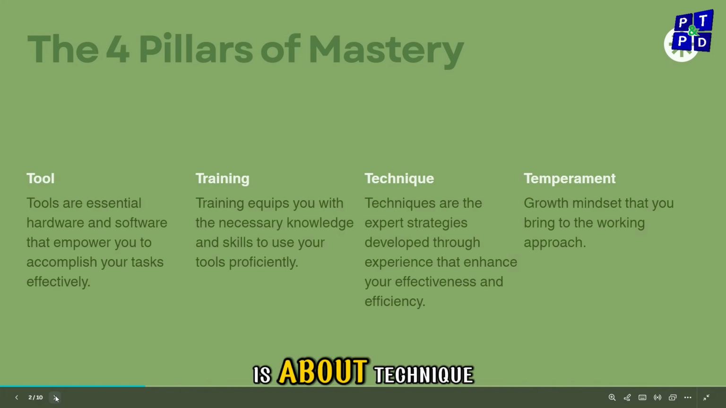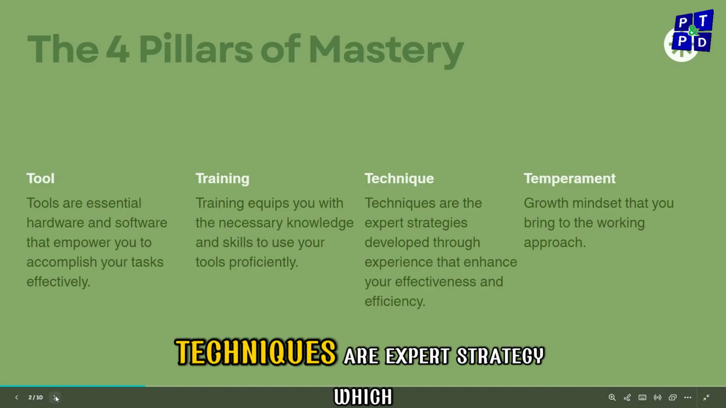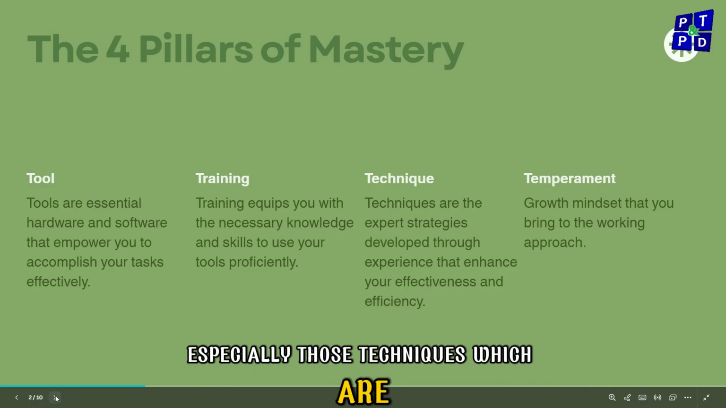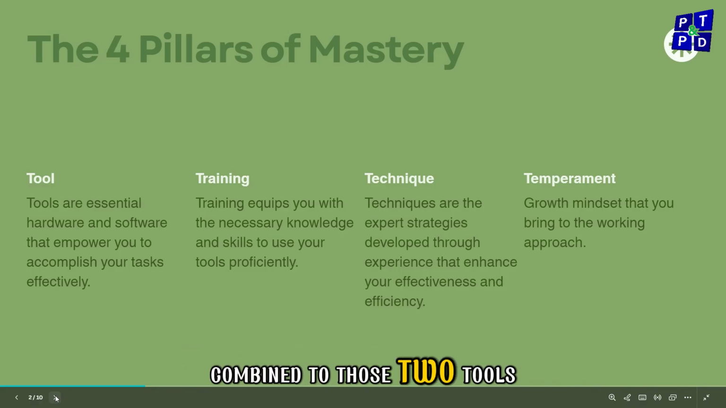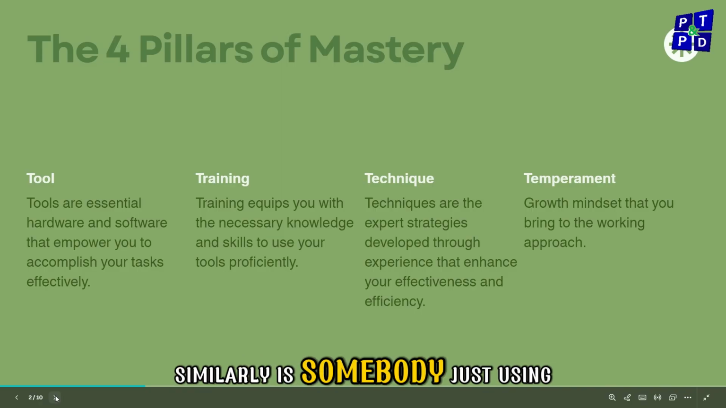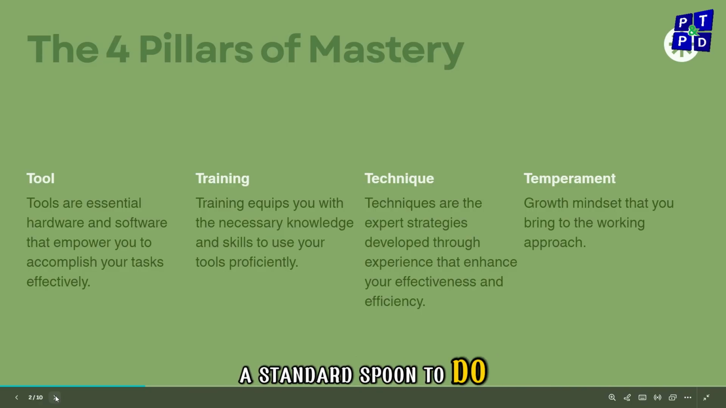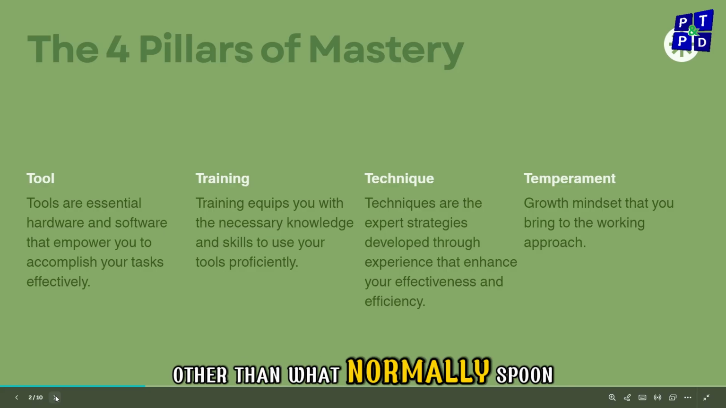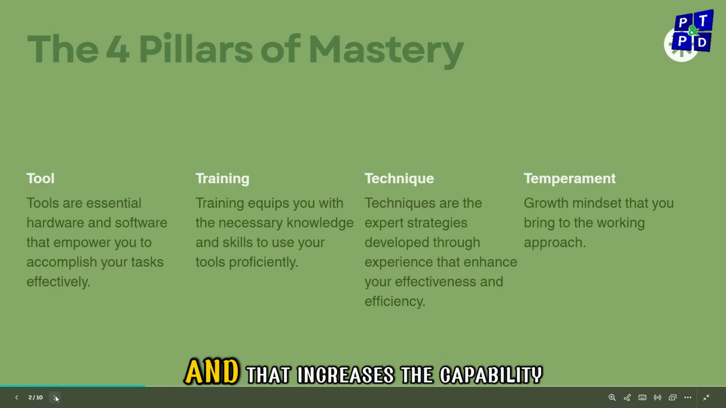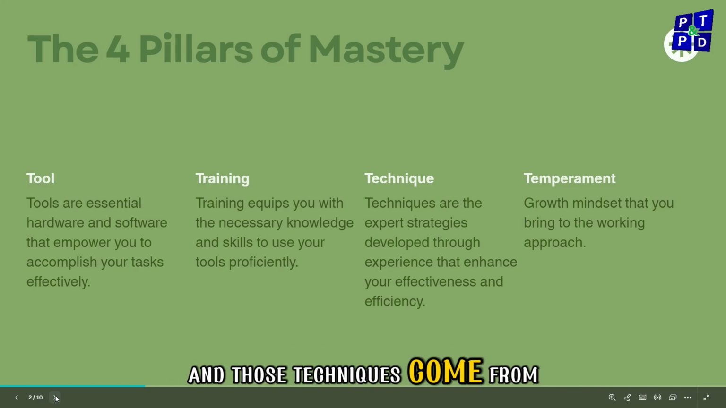The third T is about technique. Techniques are expert strategies which come with experience. People develop them, especially those techniques which combine two tools that you never thought could be combined, and do something different. Similarly, somebody just using a standard spoon to do a task other than what a spoon normally does. You can also call it life hacks, and that increases the capability of those tools, and those techniques come normally from the gurus.